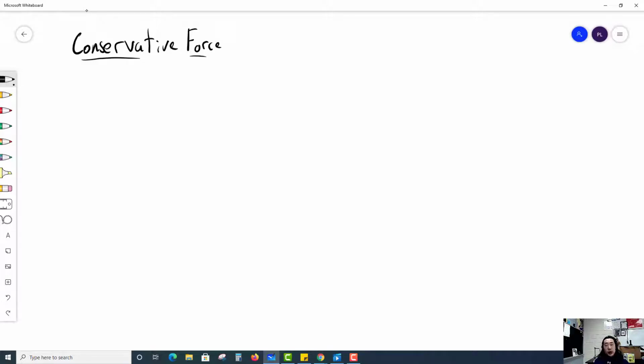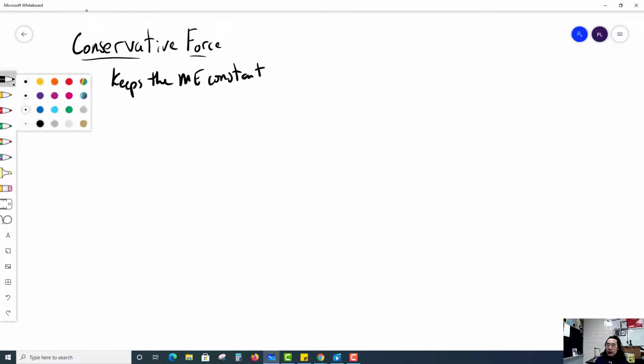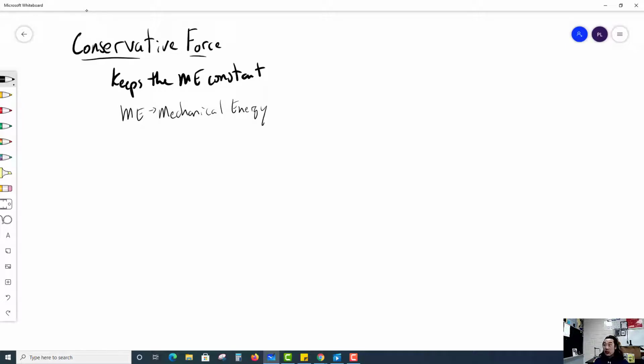So, a conservative force, by definition, we can just say it keeps the mechanical energy constant. Now, you saw that I wrote ME here, so let's define what ME is. ME is what we call mechanical energy. Mechanical energy is a combination of energy. So mechanical energy is any kind of energy that describes an object's physical motion. And what we can use is that mechanical energy comprises kinetic energy and potential energy.